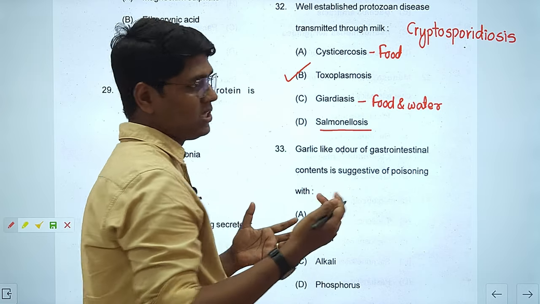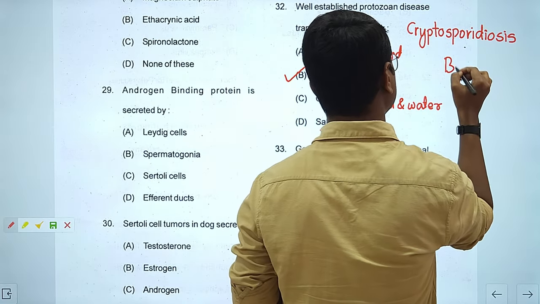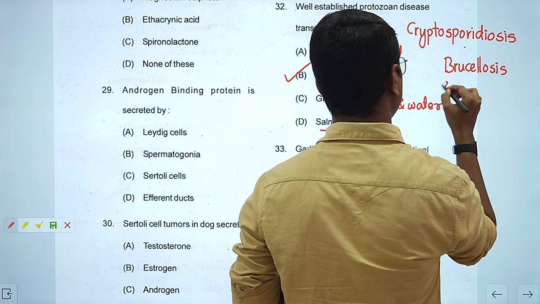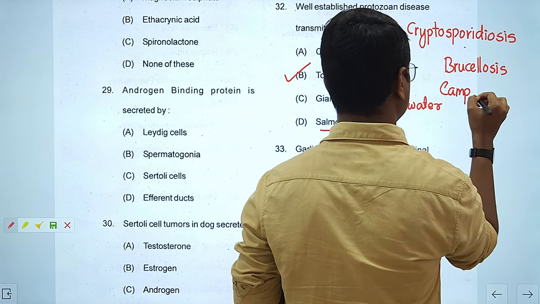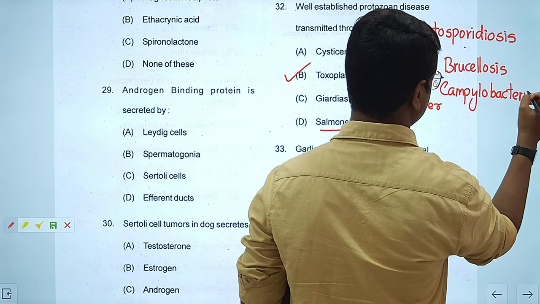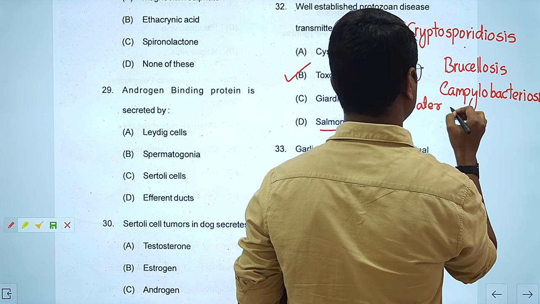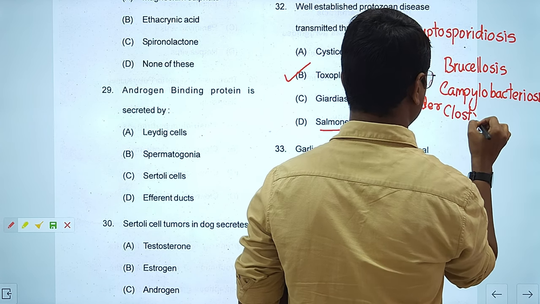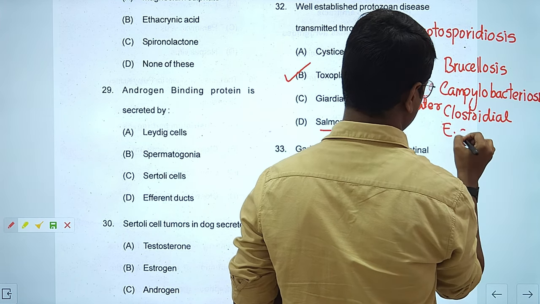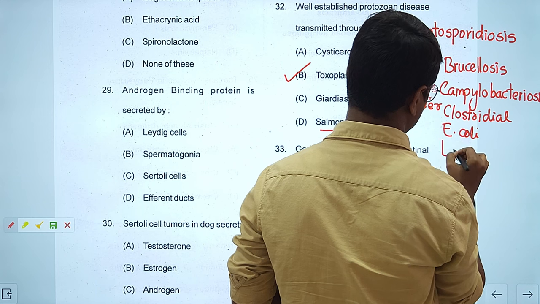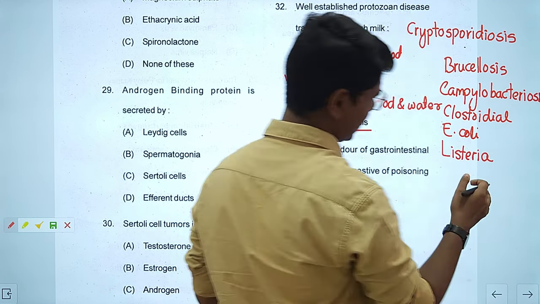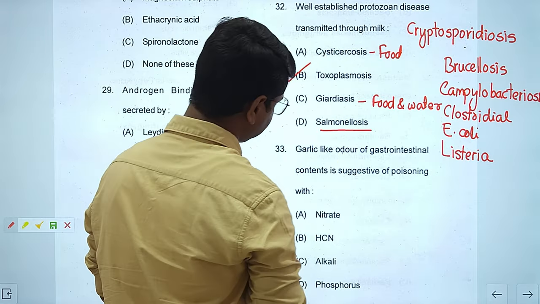Other than that, there are many other milk-borne diseases like brucellosis, campylobacteriosis, clostridial infections, E. coli, Listeria. There are some other diseases also; I told the main ones.